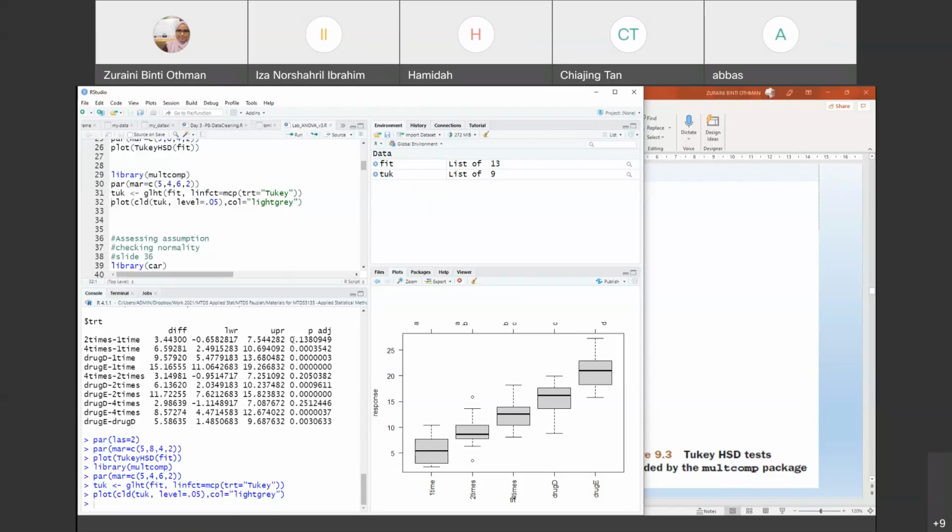Because if the p-value is big like this, we see this 1, 2 time and 1 time. 1 and 2 time, they share the same letter A, right? So it is not significant if you want to compare this data with this graph. Yeah, I get it, but sometimes it's confusing. I know. Because the first time I was studying this, I was also confused.